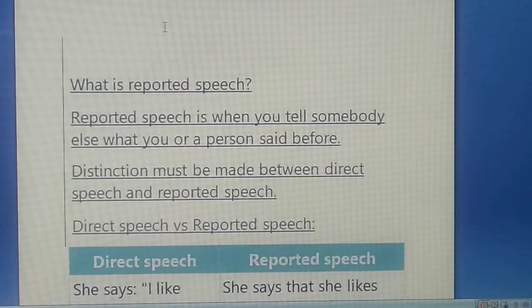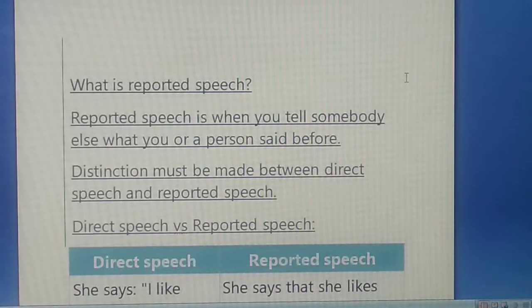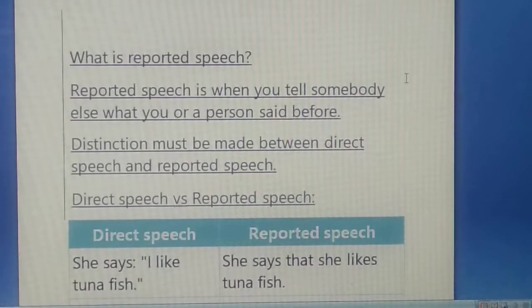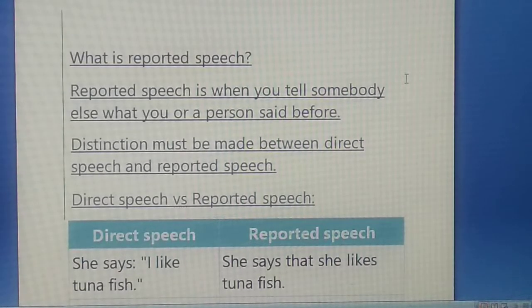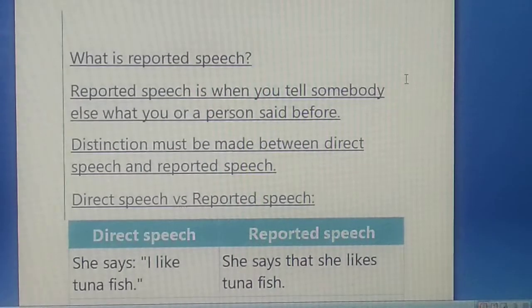So, today's topic is reported speech. You may find it slightly difficult in the beginning, but with practice you'll get used to it. So children, let's begin this session. What is reported speech? Reported speech is when you tell somebody else what you or a person said before. That is, you report what somebody else said. Okay?